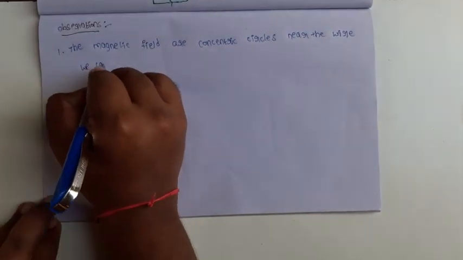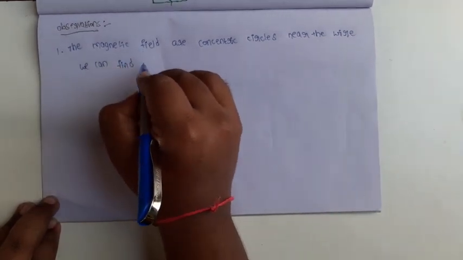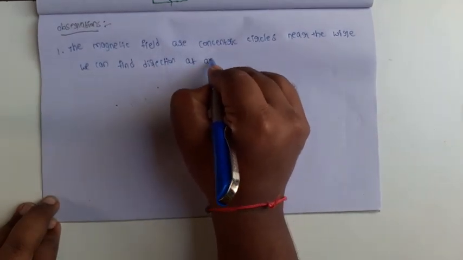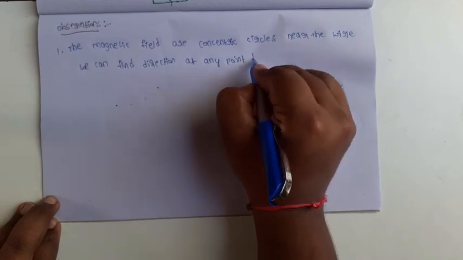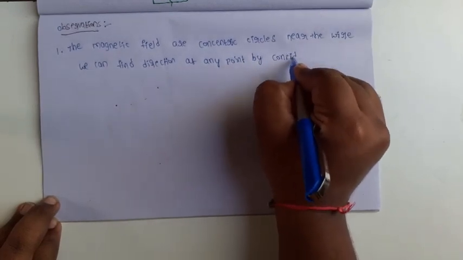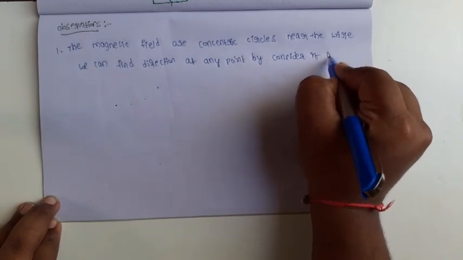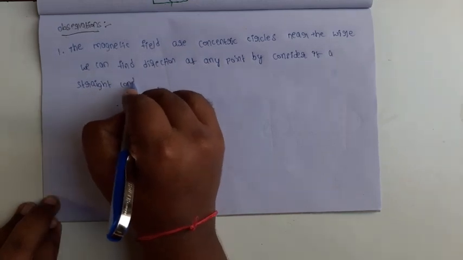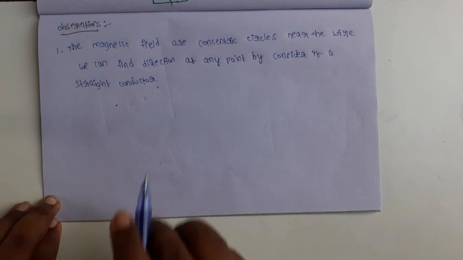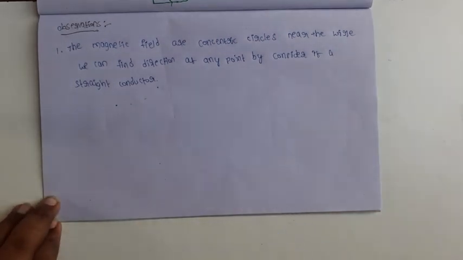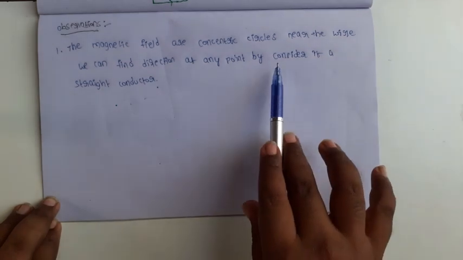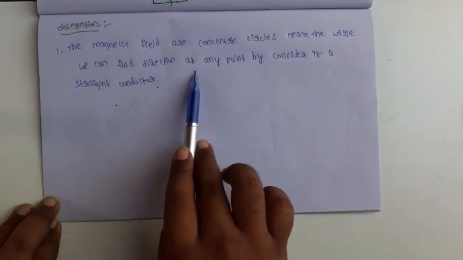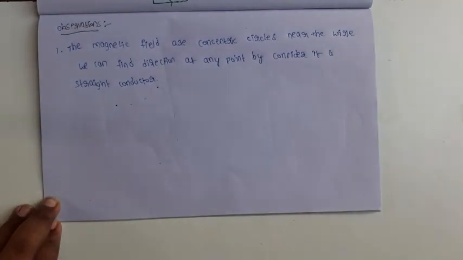We can find the direction at any point by considering it a straight conductor. First of all, we consider that it is a straight conductor. From this straight conductor, we can find the magnetic field direction at any point.